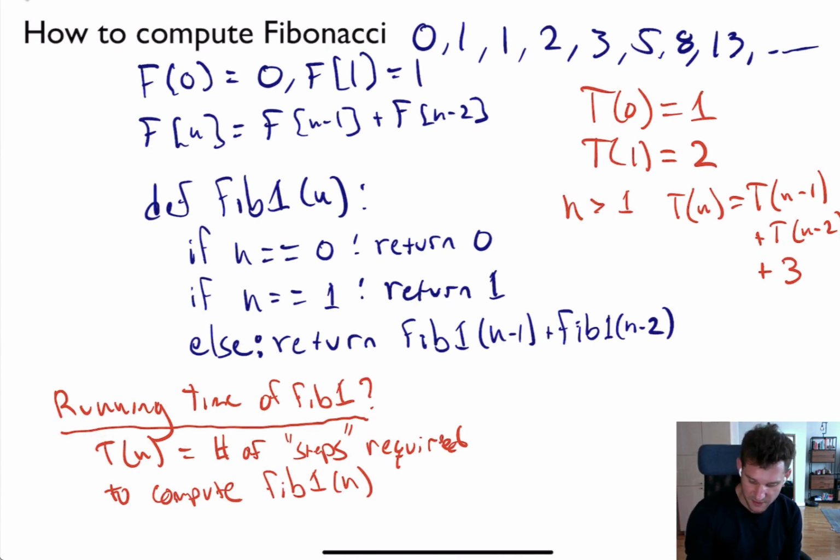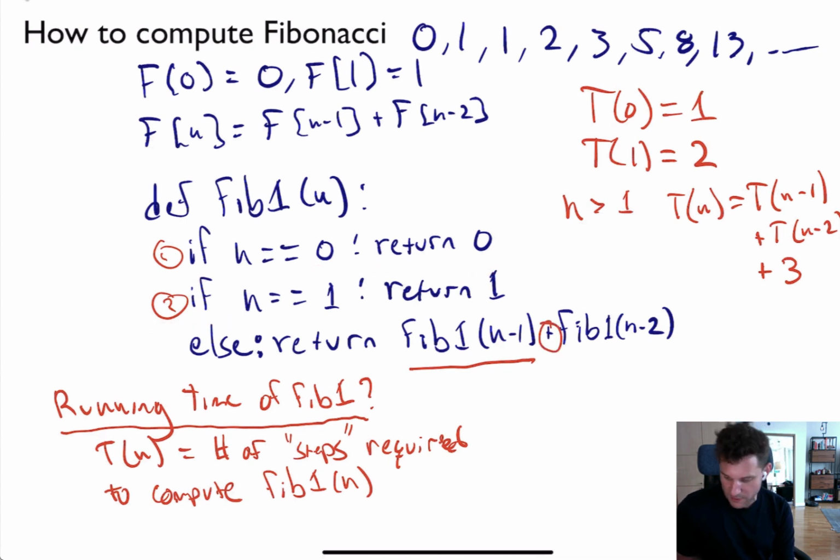Well, notice that it has to do this operation here, it has to do this operation here, and then it has to compute fib1 of n minus 1, which is where this T of n minus 1 is coming from, right? This term right here is coming from this call. This T of n minus 2 is coming from this call, right? And the 3 here comes from the fact that we have one operation we check first, another operation, and then we have to add these two terms together, and that's a third operation. I'm going to call that a step of the algorithm. So this is my formula, roughly speaking. This is a decent formula for an estimate of the running time of fib1.